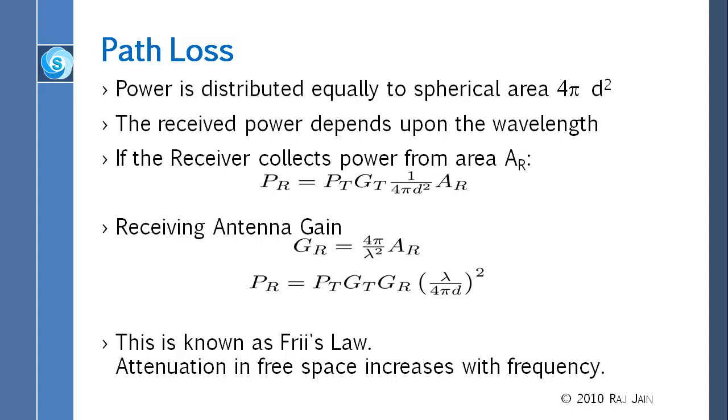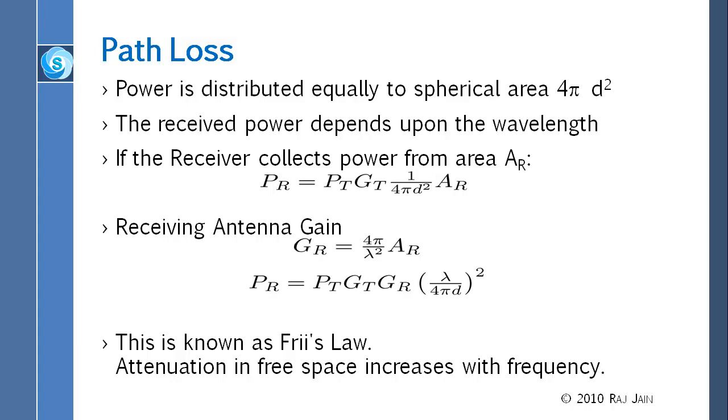Now, if you have an antenna which covers certain areas, if it's a big antenna, it will cover more area. If it is a small antenna, it will cover little area. So it will collect PT divided by 4 pi d square times A_R power. It's like collecting light. If you have a bigger solar cell, you will collect more light. If you have a smaller solar cell, you will collect little light. So this gives you the amount of power collected.